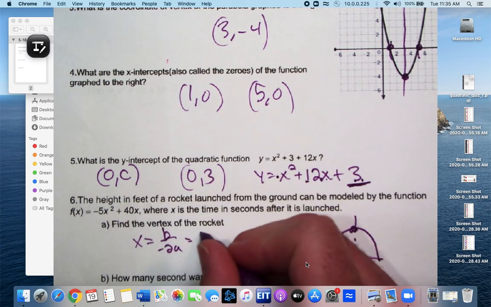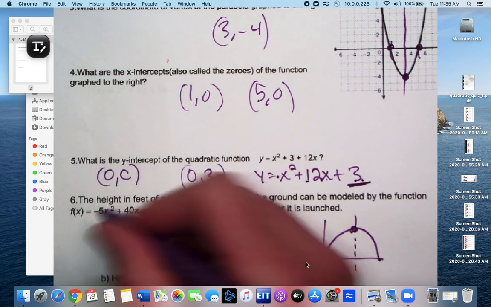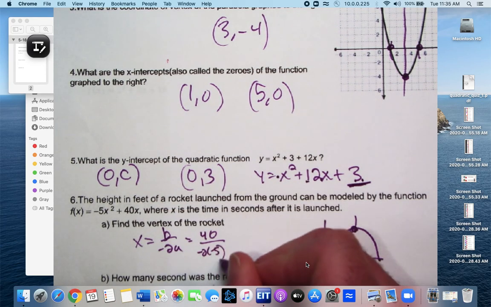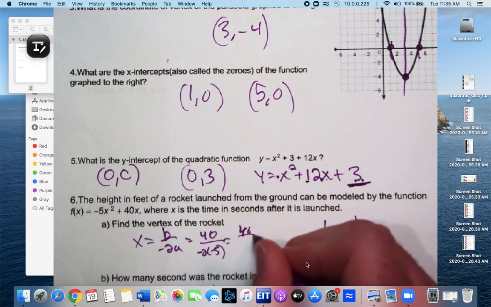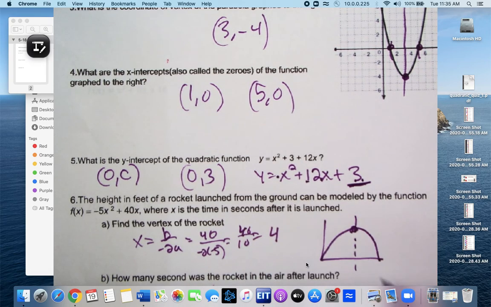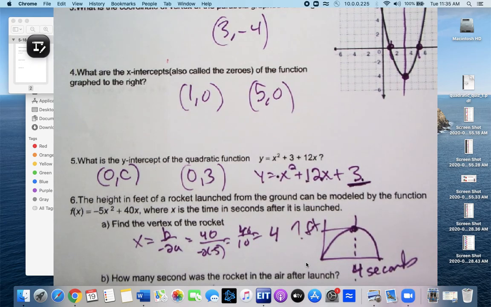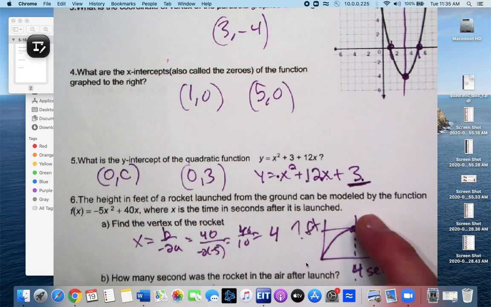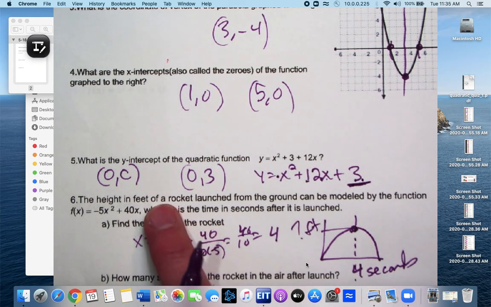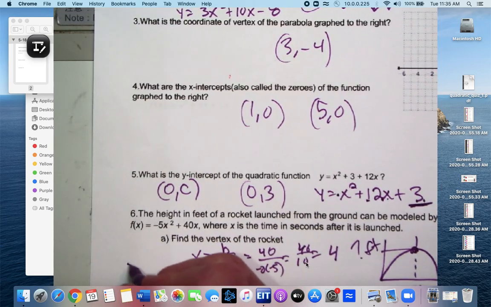And our b term is next to the x, and our a term is in front of x squared. So, some little math. We found that the axis of symmetry happens when x is 4. Which also means the vertex happened at 4 seconds. To find the full vertex, now we just need to know the y value of the vertex, and you do that by just simply plugging it into our function, which will calculate y for us.